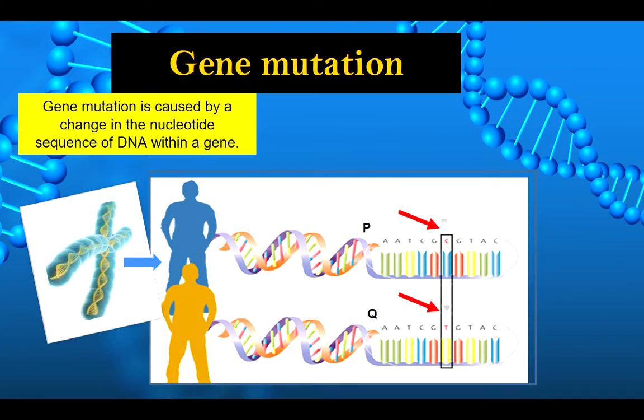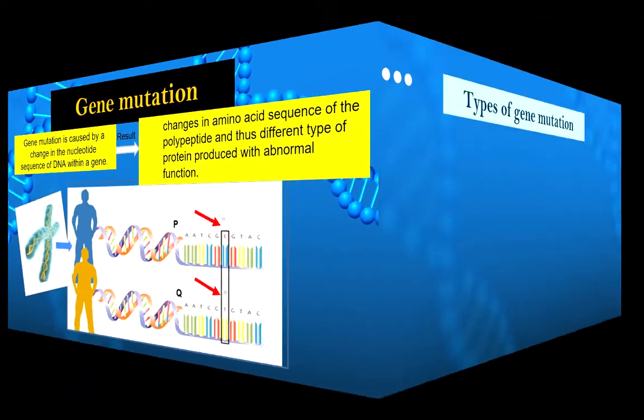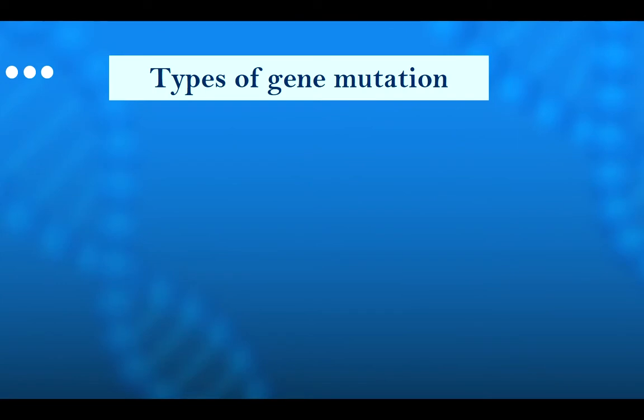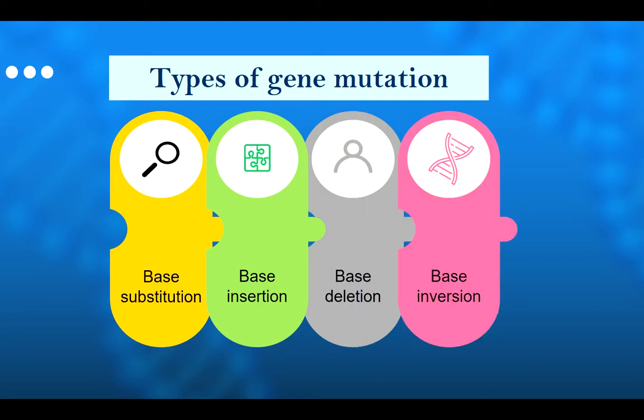Gene mutation is caused by a change in the nucleotide sequence of DNA within a gene. For example, as shown in the diagram, the nucleotide sequence in P is changed. This results in the change in nucleotide as shown in Q, changes in amino acid sequence of the polypeptide, thus a different type of protein is produced with abnormal function. There are 4 types of gene mutation: base substitution, base insertion, base deletion and base inversion.